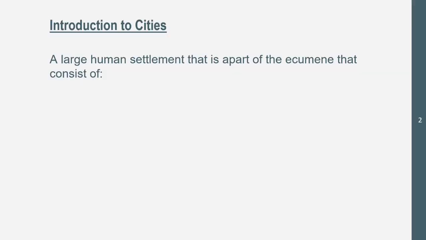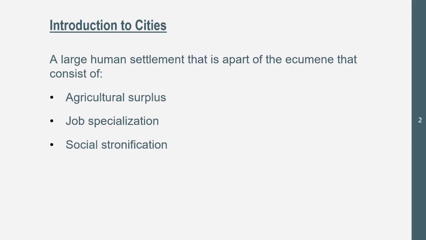Let's get started though with introduction to cities. So a city is a large human settlement that is a part of the economy, which is basically the permanent inhabited portion of Earth. And cities consist of agricultural surplus, job specialization, and social stratification. So agricultural surplus, they have food to feed people. Job specialization means they have jobs so people can earn money. And then social stratification means there's a social system, I guess.